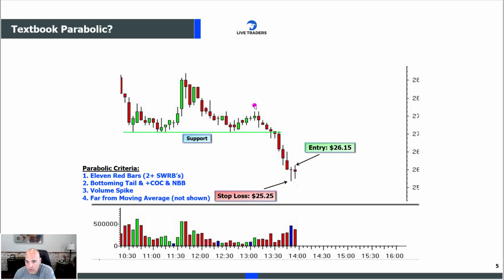So you could certainly line up and sit here and go, okay, this is a good opportunity to go parabolic long, climactic long, right? 26.15 is the entry. 25 is the stop. Maybe you could get a slightly tighter stop, but right in that range. I don't see anything terribly bad here, okay? And if you do find something wrong with it, it's semantics. It's a small thing, okay?